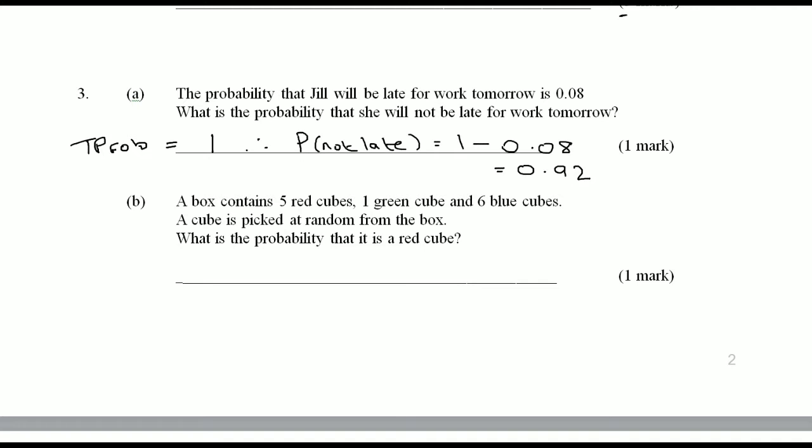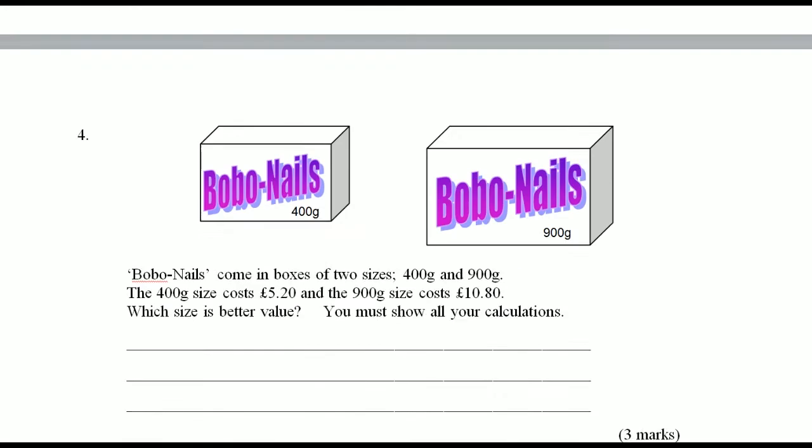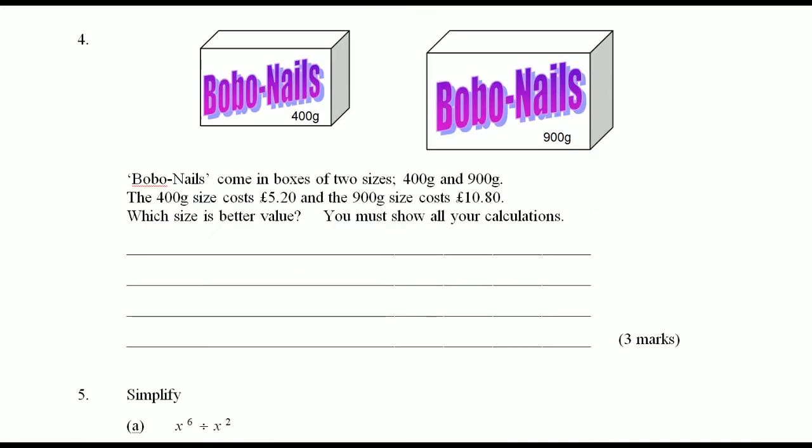Part B. A box contains 5 red cubes, 1 green cube and 6 blue cubes. A cube is picked at random from the box. What's the probability that it is a red cube? Well, first thing I need to do is add together the amount of cubes, 5 plus 1 plus 6. That will give me the total amount of cubes. There are 12 cubes altogether. And the probability is, on the bottom is the total amount of possibilities, i.e. 12 cubes. And on the top is the number that we're talking about. So we want to know the probability that it's a red cube. Well, there are 5 red cubes, so the probability is 5 over 12. Easy peasy.